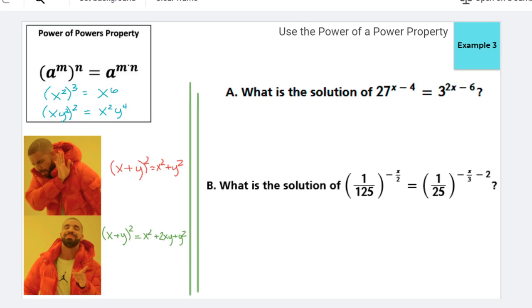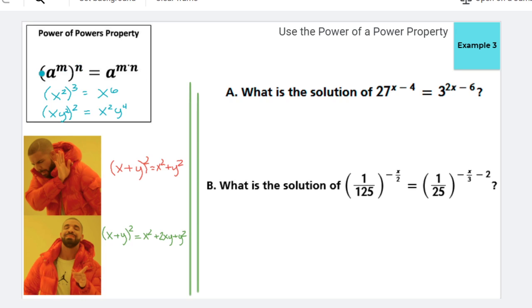In today's video, I'm covering example 3 from lesson 6-1 in the SavvasRealize Algebra 1 textbook. In this example, we're going to look at what's called the power of a power property. So what a power of a power property is when you have some kind of exponent raised to another exponent.